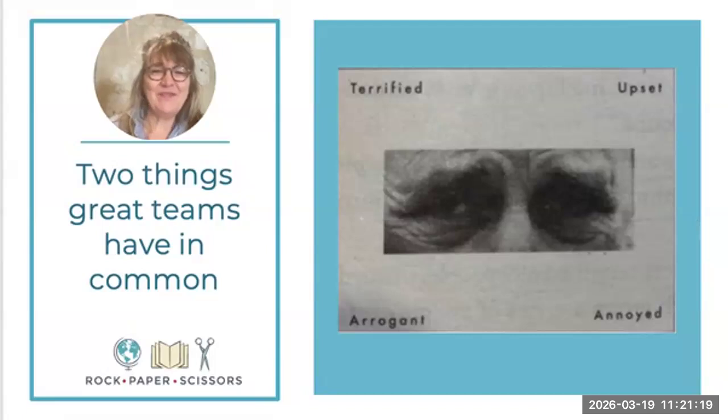How is this person feeling? Is this person terrified, upset, arrogant, or annoyed? Let me know in the chat. This comes from that book, by the way. So is this person terrified, upset, arrogant, or annoyed? Okay, we've got worried, upset, upset. Yeah, upset. This person is upset.